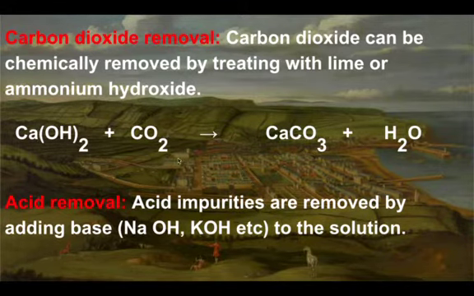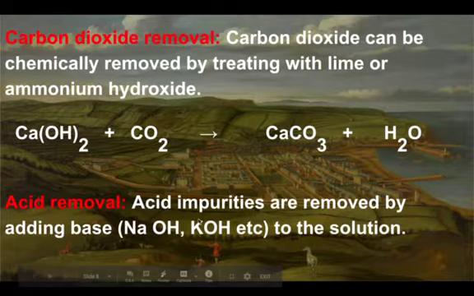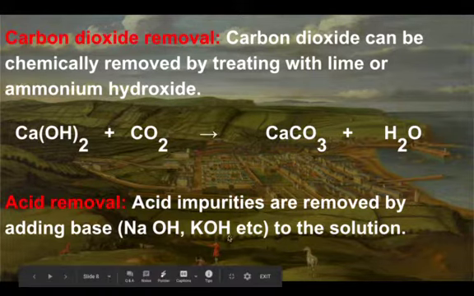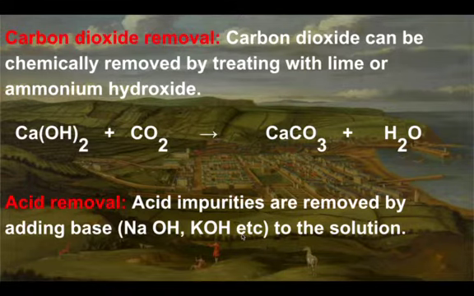Now, the third one is acid removal. The acid impurities present in the boiler feed water can be removed by adding a base, that is, either sodium hydroxide or potassium hydroxide can be added. So, what happens when a base is added? The acid formed will react with the base to form the corresponding salt, and thus it will be neutralized and removed. So, this is how we can remove or reduce the amount of dissolved gases like oxygen and carbon dioxide as well as the acids present in boiler feed water so as to reduce corrosion.